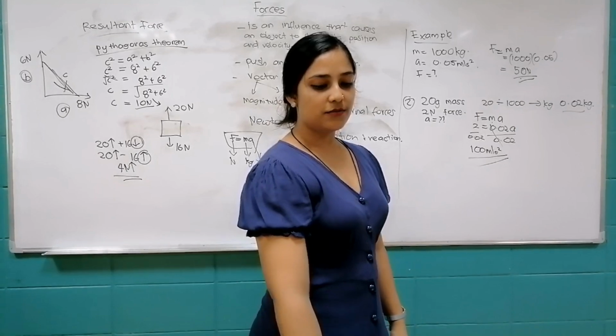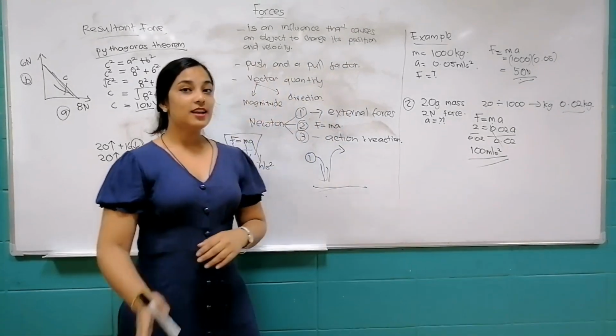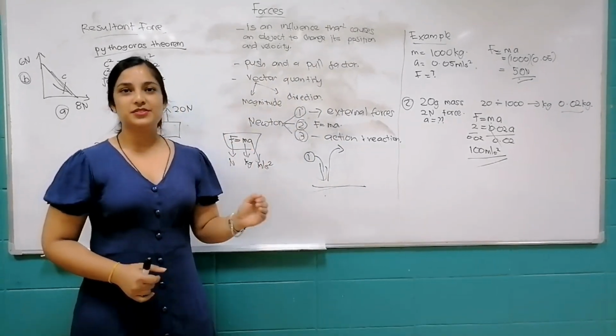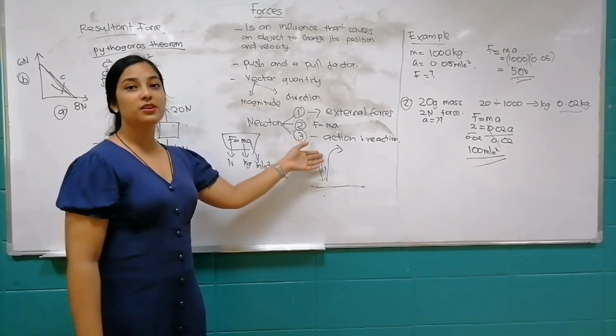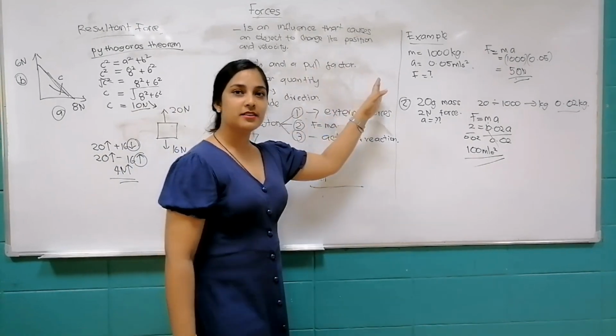And Newton's third law of motion was that for every action there is an equal and opposite reaction. An example we did was bouncing a ball, and the ball bounces back with the same speed and same direction. That was Newton's third law of motion.